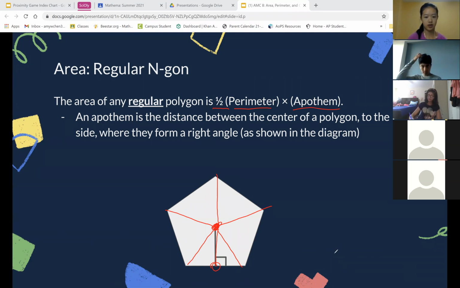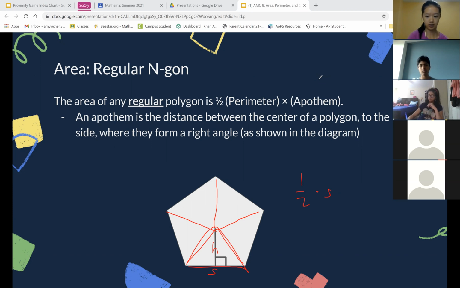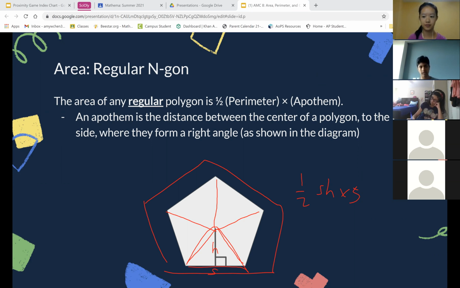And where we got that is because, again, we can split the polygon up into pieces, right? And each of these pieces is a triangle. So we have the length of its side here. Then we have the apothem, which I'm going to use as h. So the area of one of these triangles would be 1/2 times the side length times height. So I'm just going to write 1/2 sh. Then, since we have 5 of these, we multiply it by 5. But 5 times the side length is actually just the perimeter of this polygon. So it'd be 1/2 times the perimeter times the apothem.